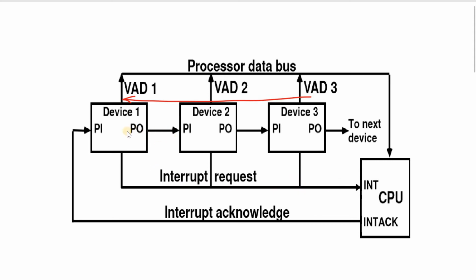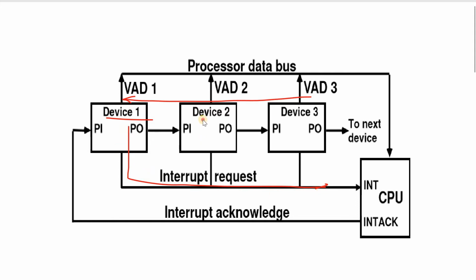For example, if device 1 is requesting some service like this, and it is in a logic low state, the CPU will respond to that particular requesting signal. Again, it responds through this interrupt acknowledgement signal, with PI equal to 1 and PO value equal to 0. That indicates this acknowledgement signal is blocked by this device because this device is requesting some service.